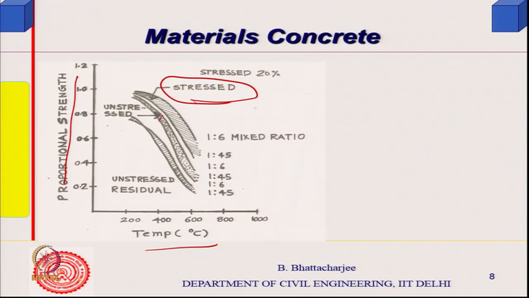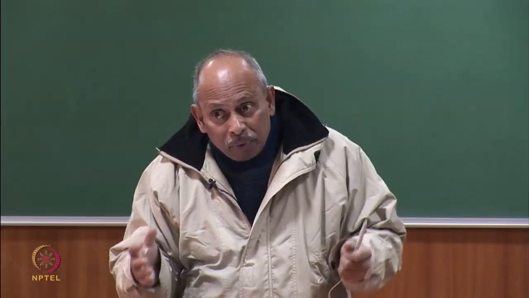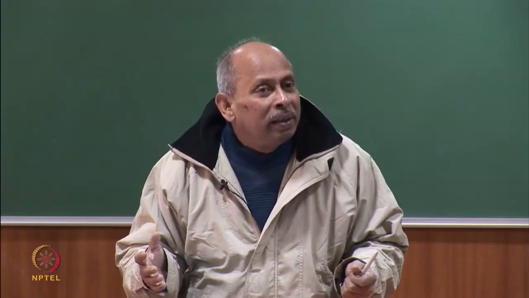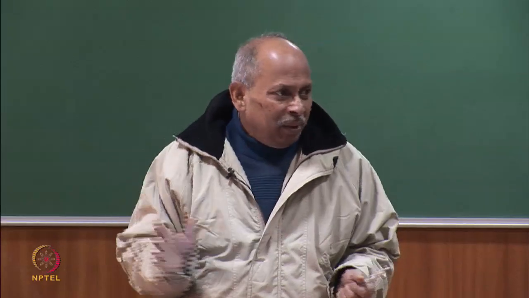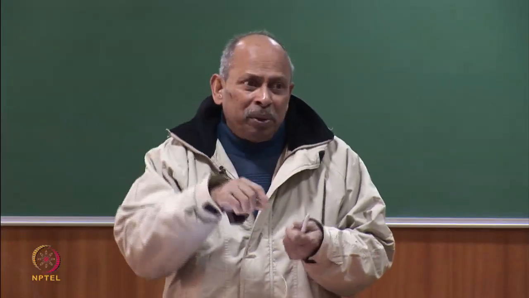And this could be unstressed, subjected to a temperature, say 400 degrees centigrade, then cooled and tested. This is called unstressed residual. Here it is unstressed: raise the temperature of the specimen to, say, 400 degrees centigrade. The compression testing machine is capable of containing a specimen at 400 degrees centigrade. So it will first raise the temperature, hold it there, then the compression will be done. The specimen will be heated up and then the compression load will be applied.